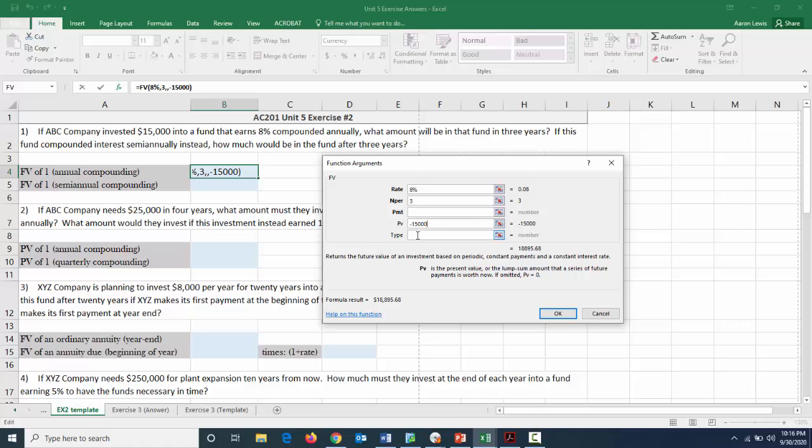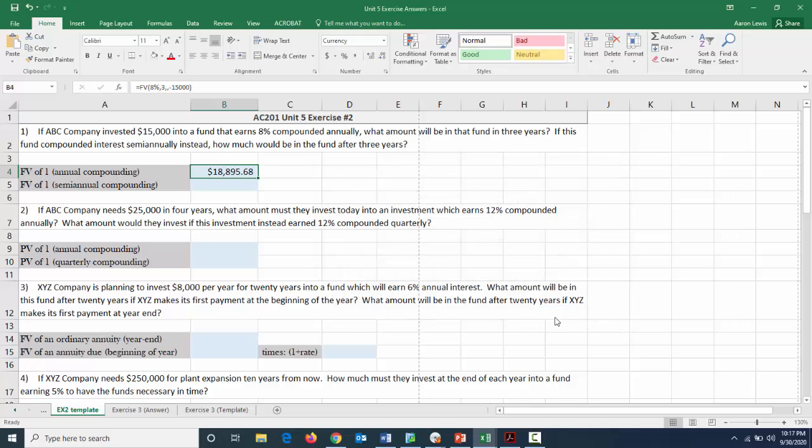And then lastly, the type section is for annuities. And you fill in here if it happens at the beginning of the period or the end of the period where we're doing a lump sum. We don't need to worry about that right now. So we're going to hit OK. And it's going to tell us that we put $15,000 into a fund which earns 8% and compounds annually. In 3 years, that fund is going to be worth $18,895.68. Well, what happens if it compounds semi-annually?